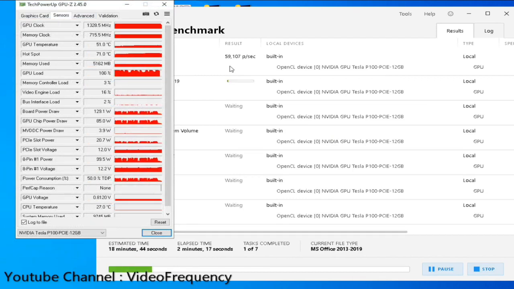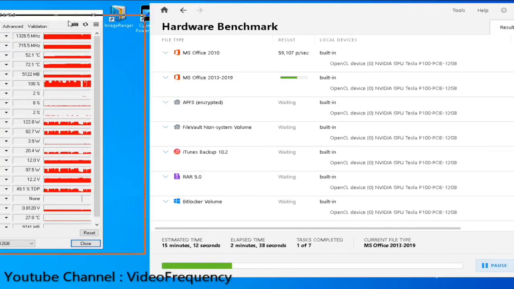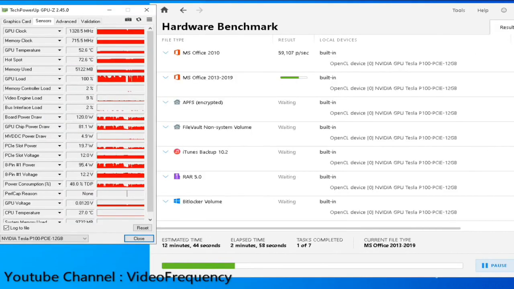What I found very interesting is that on the P100, it used the most RAM. It used approximately 5 GB of RAM on the P100 and used 100% GPU load. I found that quite interesting.